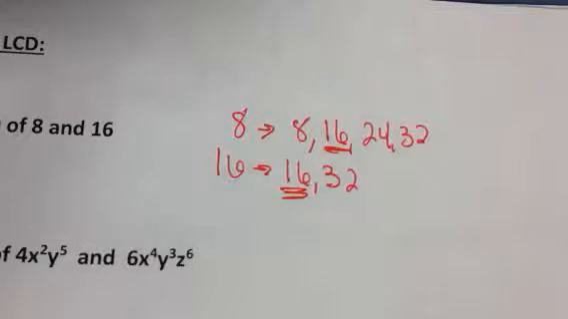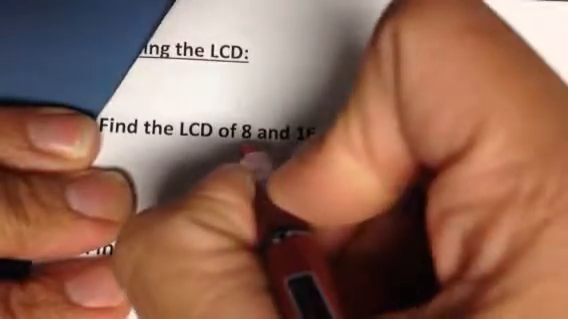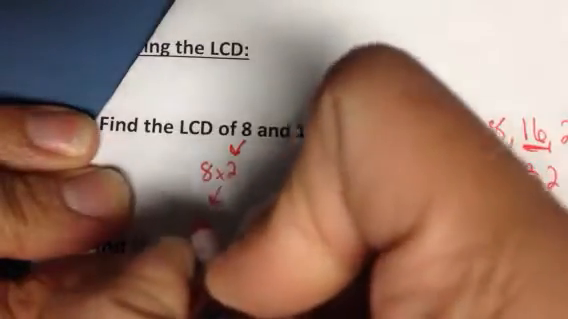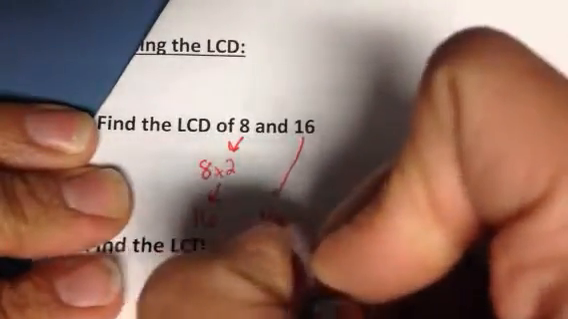So for this one, between 8 and 16, this is just going back to middle school, you can see that the least common denominator is 16. So this one would be good to go, and I would have to multiply this one by 2 so that I could get that denominator 16, where this one's already set.